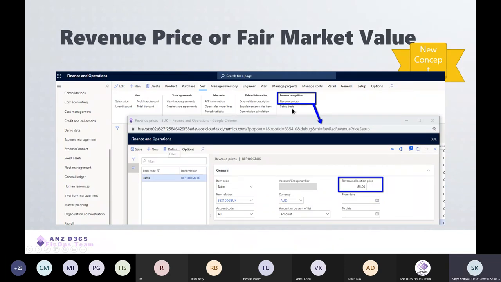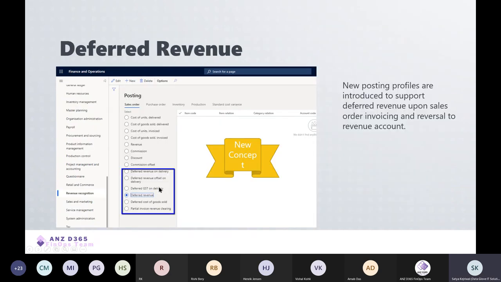Second concept is again on the item master, you will define the revenue price. You can assume that this is the price which is called fair market value, meaning if there's no discount running or no promotion, any reasonable person, how much will he charge to any non-relative? Fair market value is like I'm selling to any unknown person, then this is the price I'll charge in general. This price is captured on the item master under the Sale tab. Few posting profiles under the sales posting, deferred revenue. That's the main concept. So you are deferring your revenue and recognizing it every month.